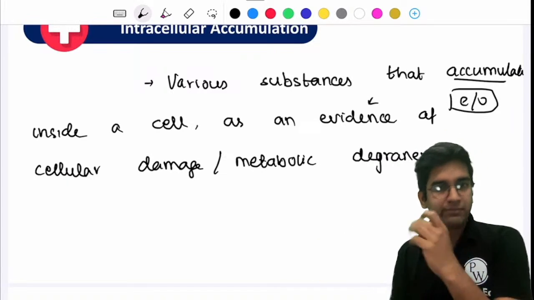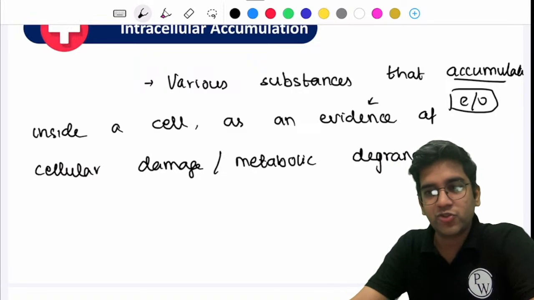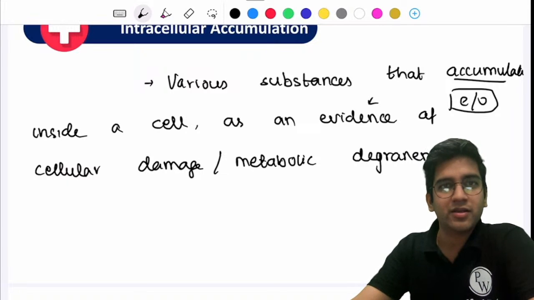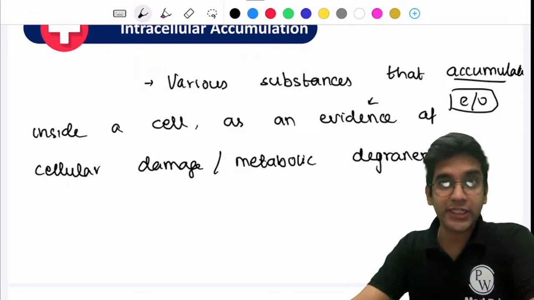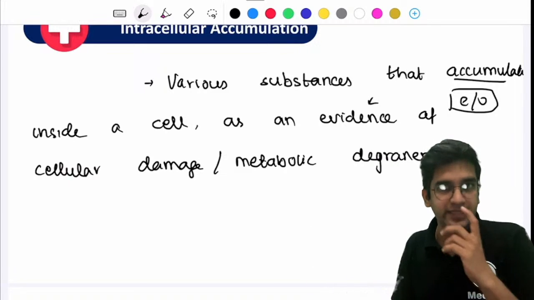So now something is accumulating. Let's always relate to real life. Let's assume your bank balance is increasing. What are the things you think might result in an increased bank balance? Either you're earning more or you're spending less, right? So something is accumulating inside the cell.